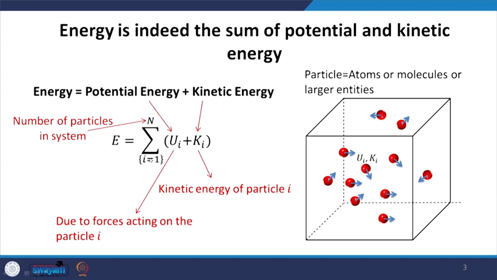So, in this case I am summing from i equal to 1 to n, where n is the number of particles in the system, and I am summing over all the potential and kinetic energies of the molecules, or particles. So, this is the thermodynamic energy. Energy is not any different from that. Now, the reason why we have defined 3 or 4 different energies in thermodynamics is more subtle, and we will come to that in this course.